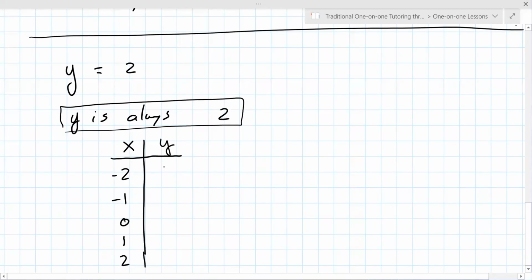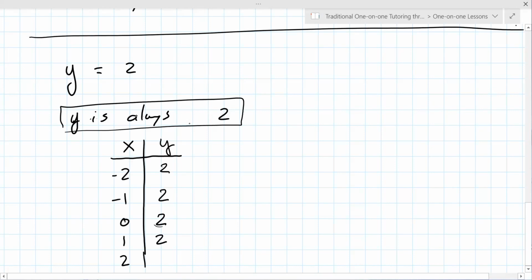So what's the value of y? 2. If x is -1, what is y? Y is always 2. How about at 0? What's the value of y here? Y is always 2. Let's try it again. When x is 1, what is y? It's +2. It's always 2.